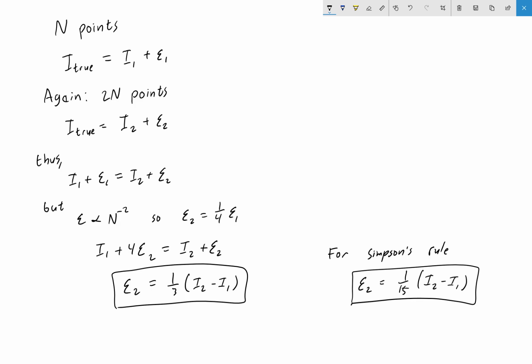Does that mean Simpson's rule is exactly 5 times as accurate? No. It's an order of magnitude sort of thing. You're going to get different values for I1 and I2 using a different technique anyway. But given those I1 and I2s, that's how you can calculate a number for your error.